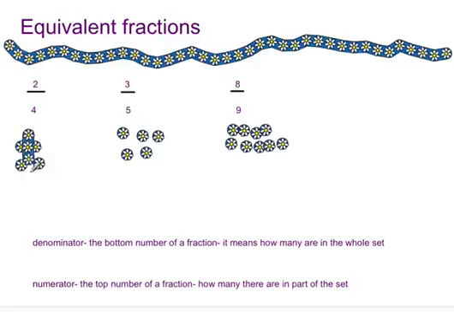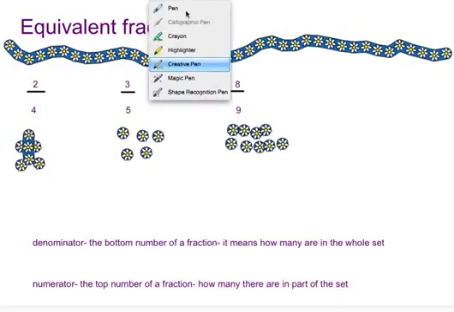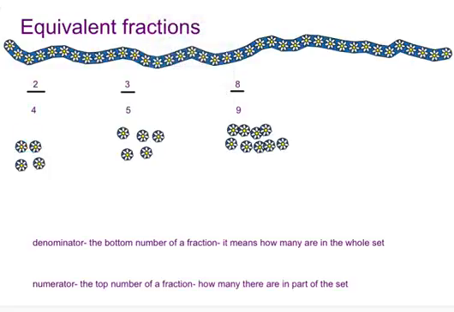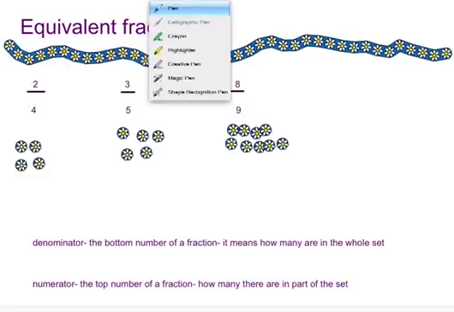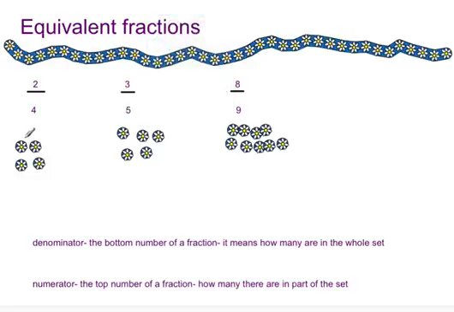2/4, whoops, wrong pen. 2/4 would be 2 out of these 4. 3/5 would be these 3 out of 5. And 8/9 would be these 8 out of 9.